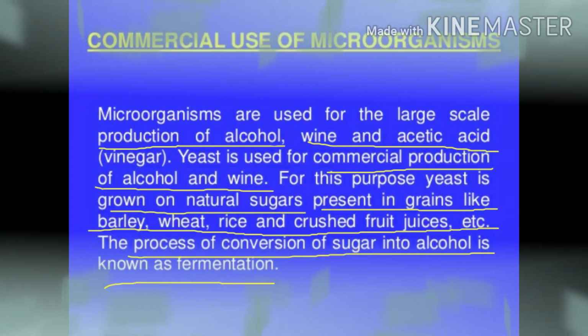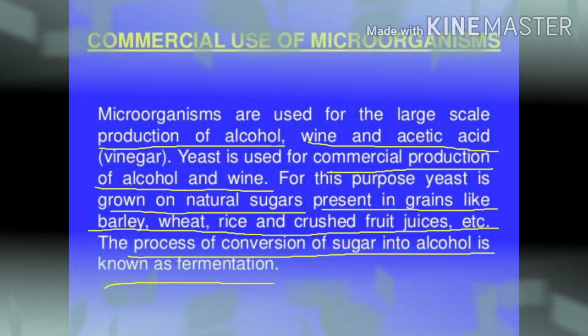Next, commercial use of microorganisms. Commercial use means intended to make money. Microorganisms are used for the large scale production of alcohol, wine and acetic acid. Large scale means in industries and factories, the production of alcohol, wine, acetic acid like vinegar. Yeast is used for commercial production of alcohol and wine. For this purpose, yeast is grown on natural sugars present in grains like barley, wheat, rice and crushed fruit juices.